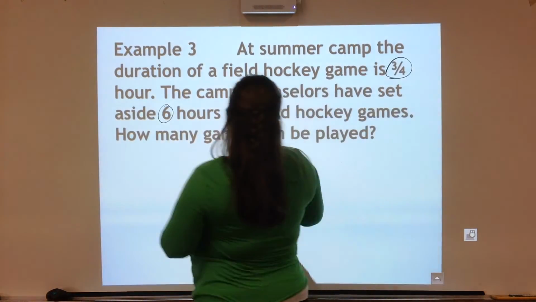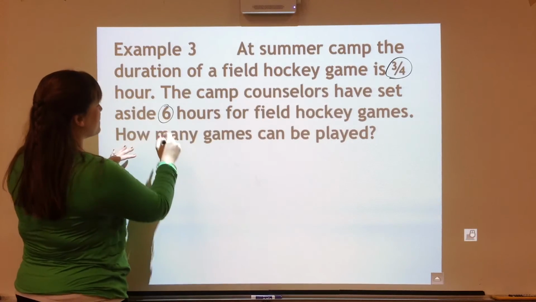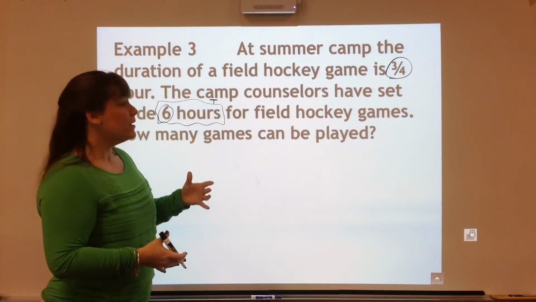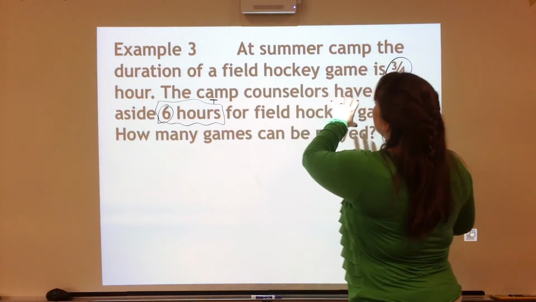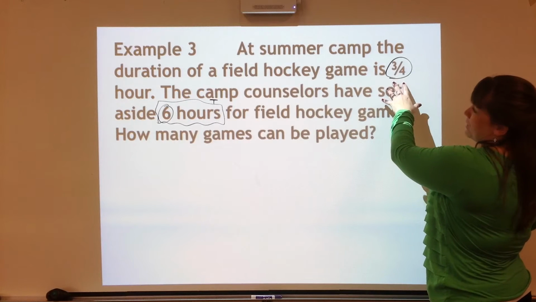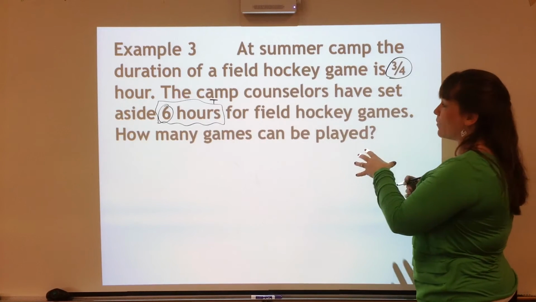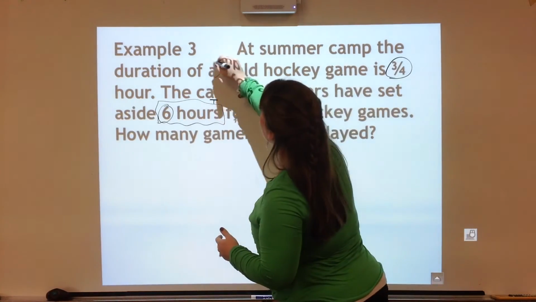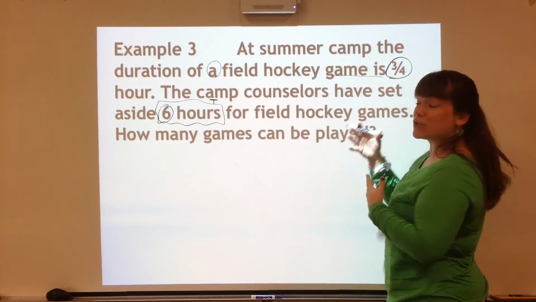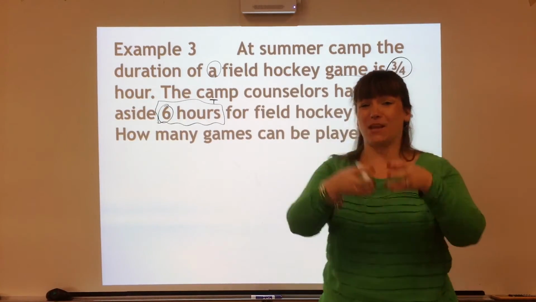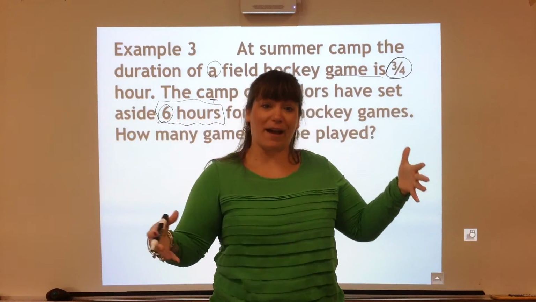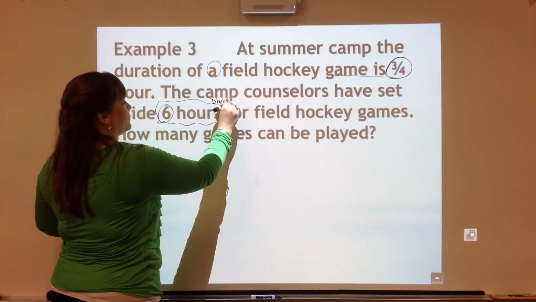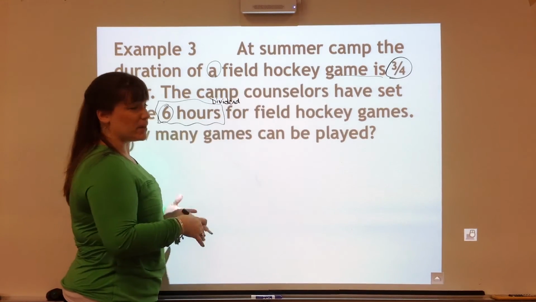So in this particular example, you have the 6 hours, and that is the total amount of time that you have, and then you're going to be dividing each game up into 3/4 of an hour. Because this is the duration of a field hockey game, 1 game is 3/4, and we want to know how many games you can fit in the time that you have. This 6 hours becomes the dividend, and the 3/4 becomes the divisor.